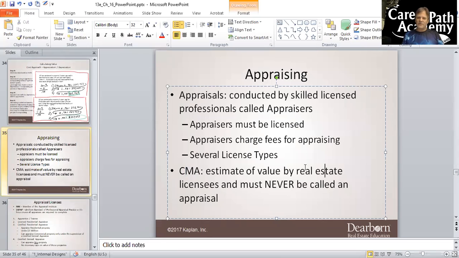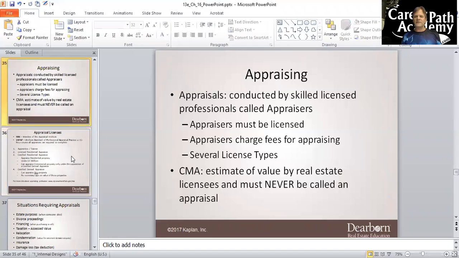That's our estimate of value. So a CMA is an estimate of value by a real estate licensee and must never be called an appraisal. We also do BPOs. We do those for banks. Neither one should ever be called an appraisal, because we're not appraisers, so we can't do appraisals. But sometimes agents get lazy, and instead of explaining what a CMA is, they just say it's an appraisal. It's not an appraisal.